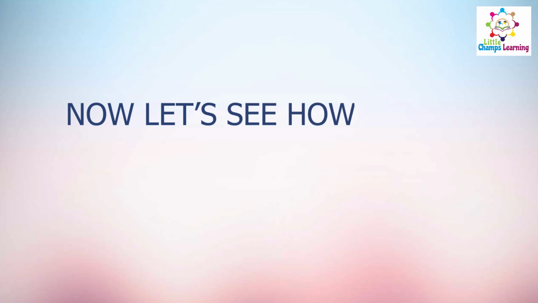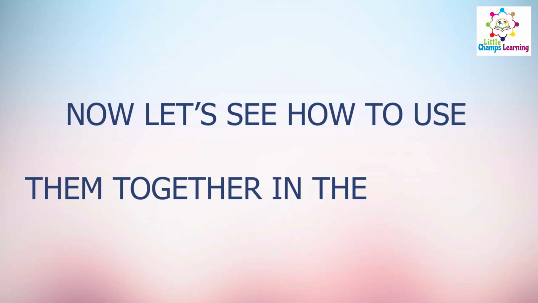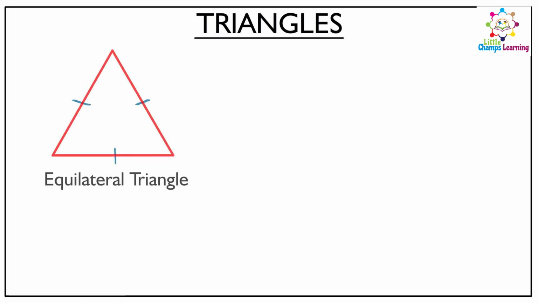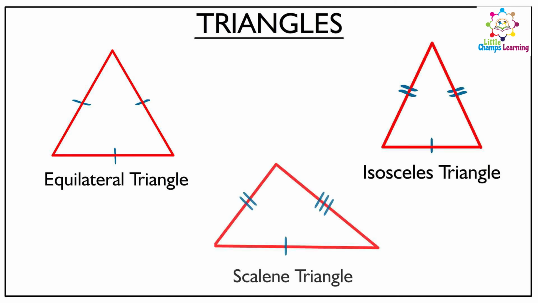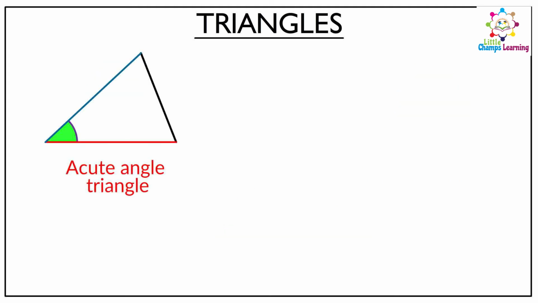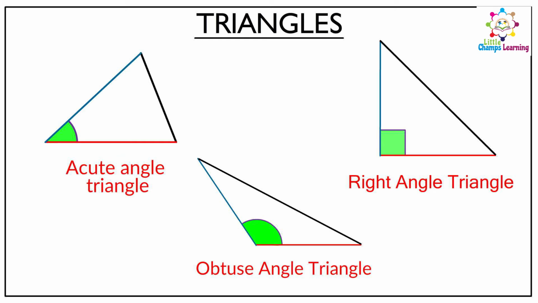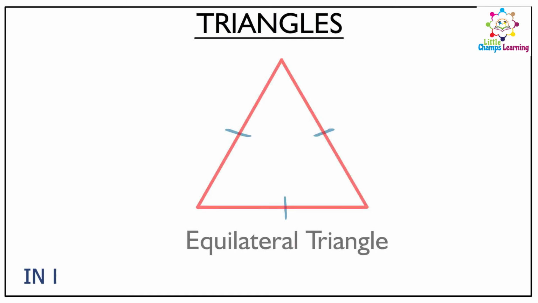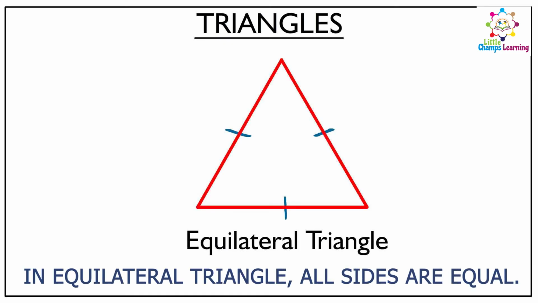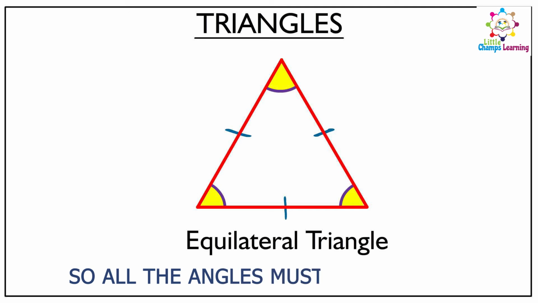Now let's see how to use them together in the triangle. So we have three types of triangle based on their sides: scalene, isosceles and equilateral, and based on their angles we have acute, obtuse and right angle triangle. Let's see the case of equilateral triangle. So in an equilateral triangle, all sides are equal. So all angles must be equal too.